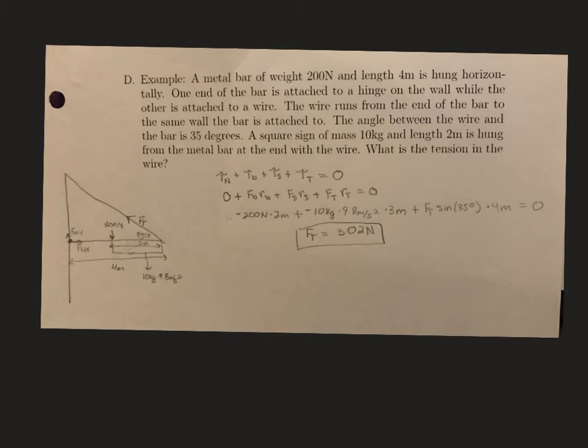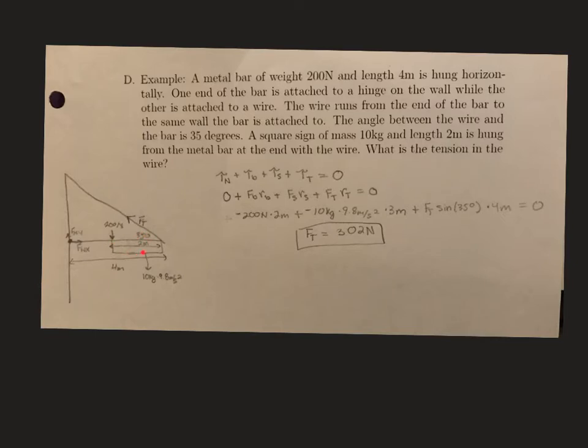In this example problem, we have a metal bar that has a weight of 200 newtons and a length of 4 meters that is hung horizontally. So that's what I've drawn here, this bar that is horizontal. One end of the bar is attached to a hinge on the wall, while the other is attached to a wire. So we've got our hinge sitting here, we've got our wire attached here, and the wire runs from the bar up to the wall. And the angle in here is 35 degrees.